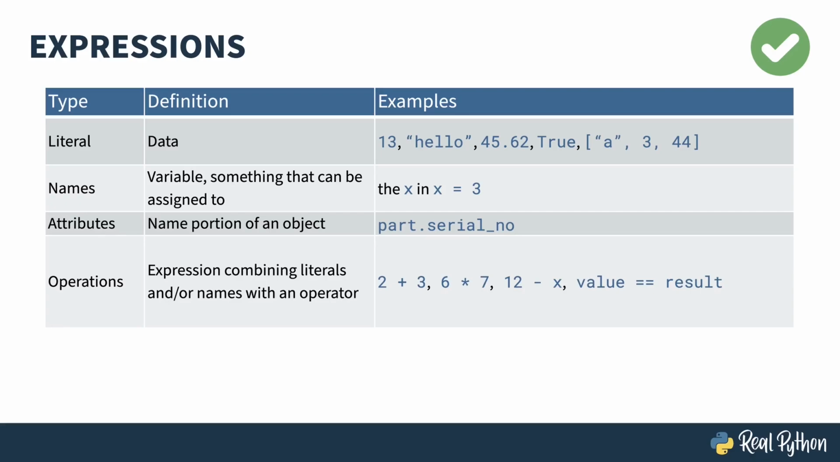Common ones are things like math. 2 plus 3 is a literal, operator, and a literal. This is together an expression, similar with multiplication, subtraction, and even Boolean evaluation. So value double equals result is an expression.